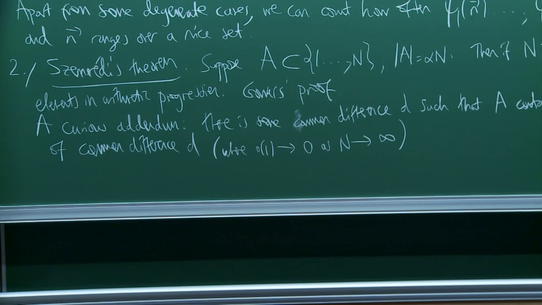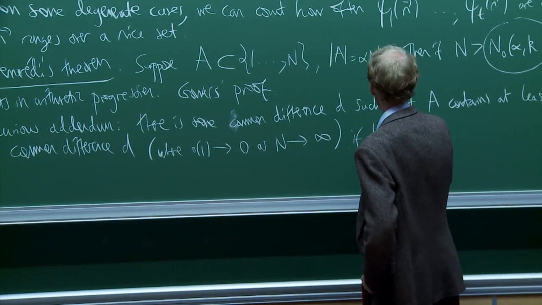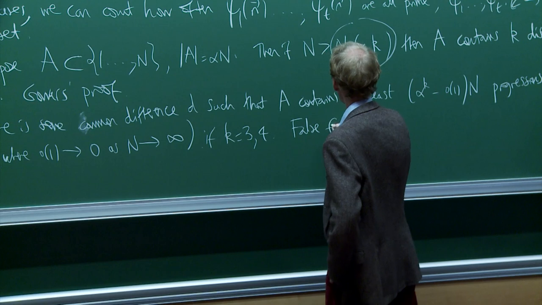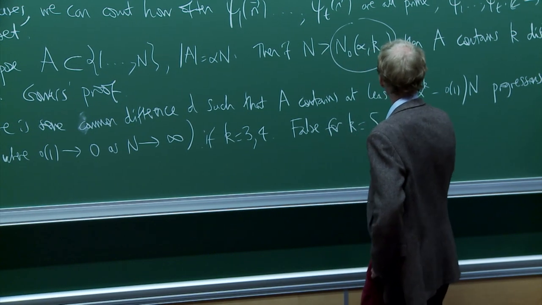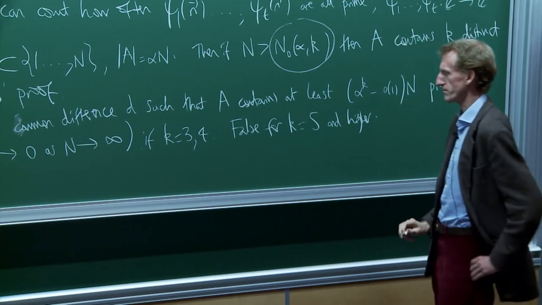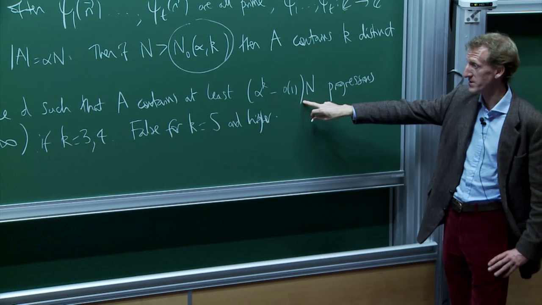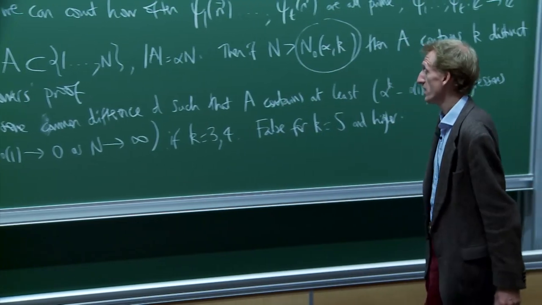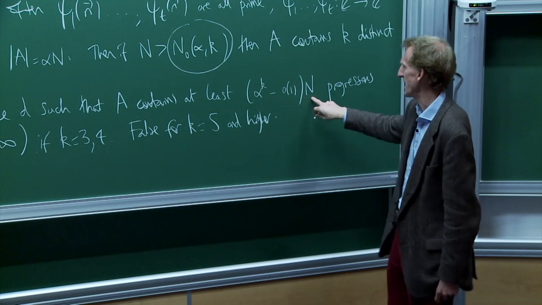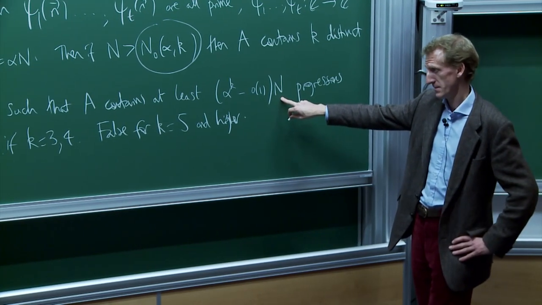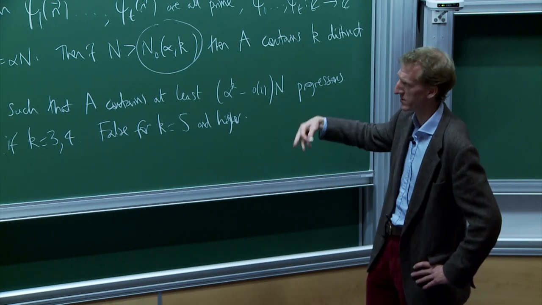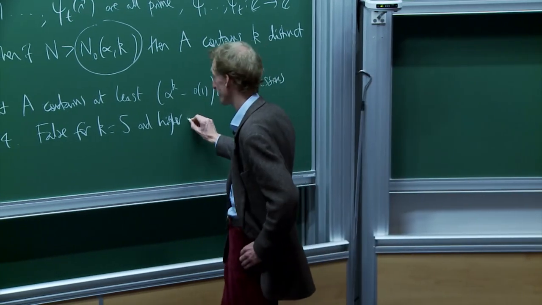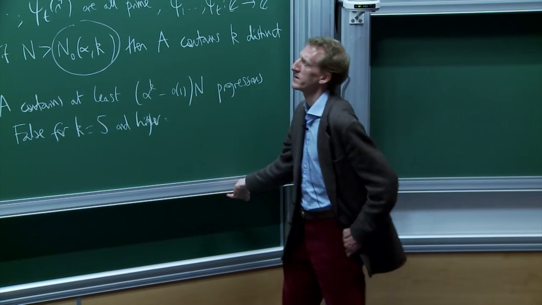But only for k equals 3 and 4. And actually it turns out that that's false for k equals 5 and higher. So this is best possible if you just take a random set and just pick elements from 1 up to n just randomly with probability alpha, then you'd expect the number of progressions with common difference d to be exactly this for many values of d. So this is a curious and much deeper fact that has to do with some subtle properties of nilpotent groups of class 2, which I'm going to be discussing in these lectures. So somehow those two theorems will be a motivation.